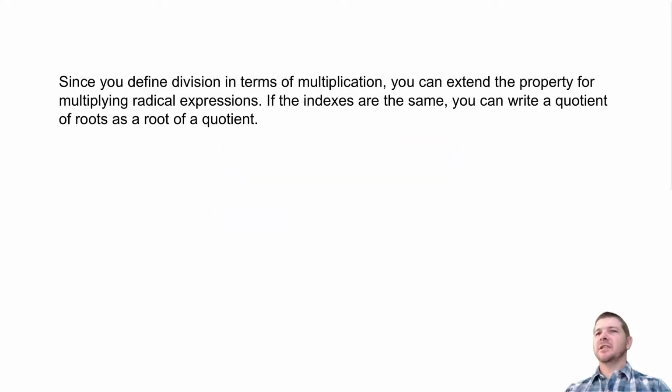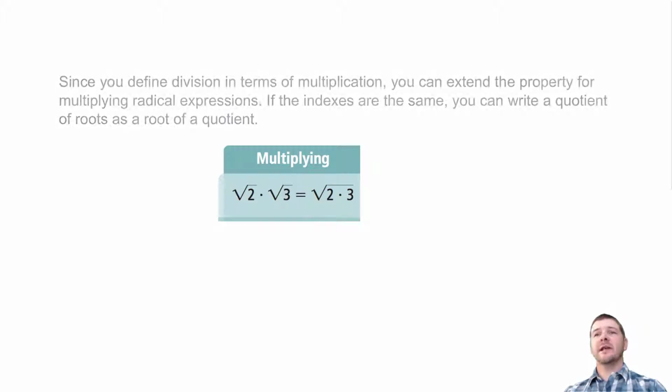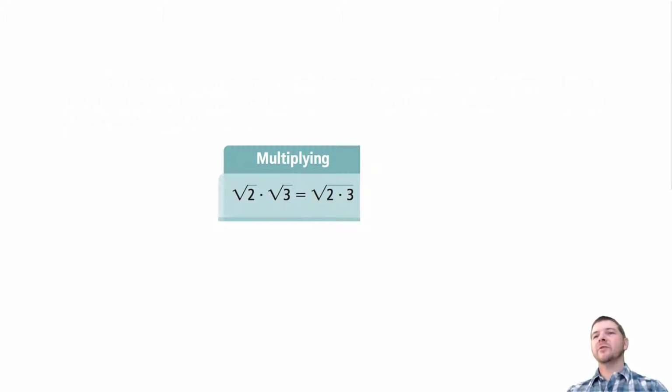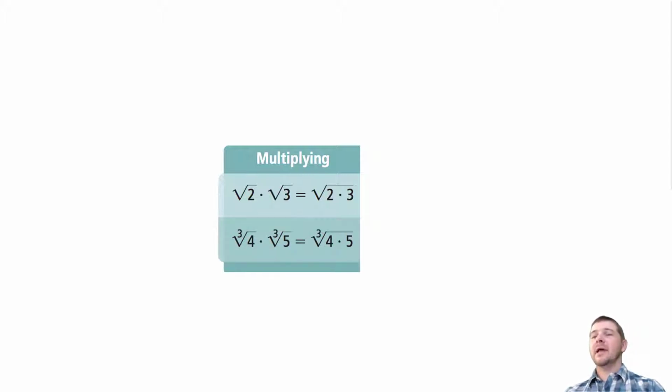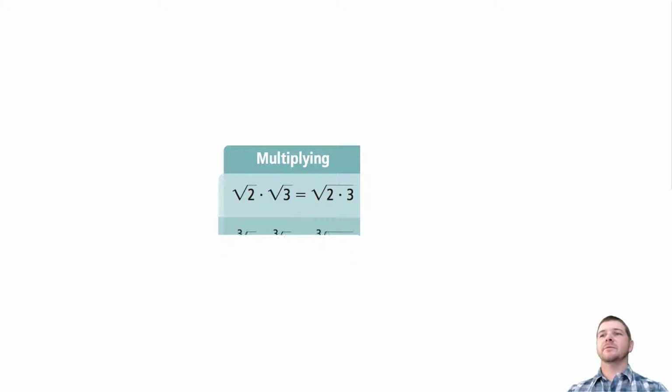Since you define division in terms of multiplication, you can extend the property for multiplying radical expressions. If the indexes are the same, you can write a quotient of roots as a root of quotient. So take note on the left, when multiplying, the square root of 2 times the square root of 3 can be rewritten as the square root of the product, 2 times 3. And the cube root of 4 times the cube root of 5, note the common index of 3, can be rewritten as the cube root of the product, 4 times 5.